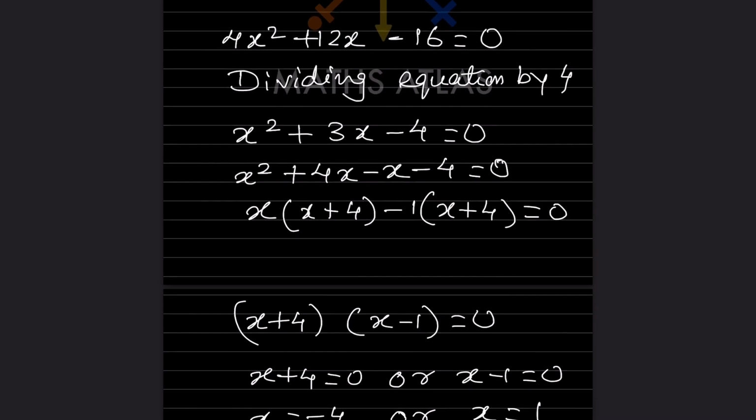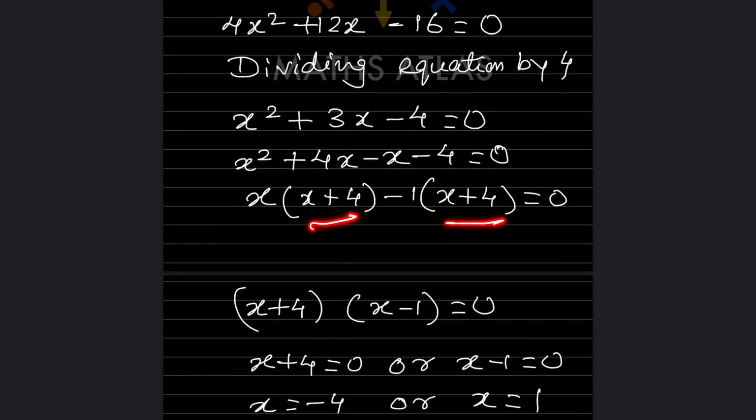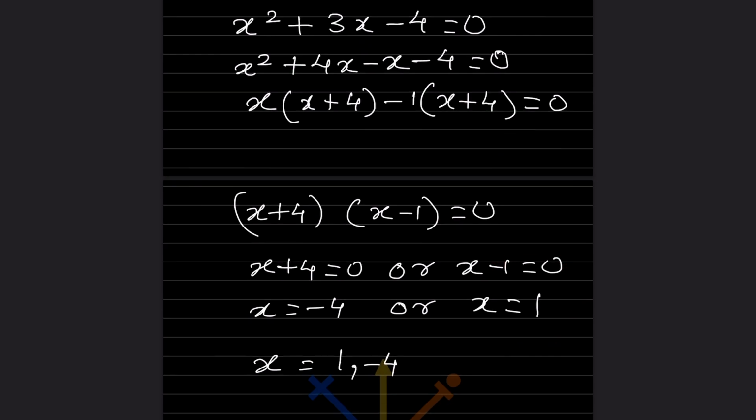So now what you can see, both the brackets are the same. You're going to write it only once. What is outside the bracket, that is x minus 1, is 0. So now we write here, this is going to be 0, or this is going to be 0. This is what is written over here. So here, if you change the place, it will be x is equal to minus 4, and here will be x is equal to 1. So here the x values are 1 and minus 4.